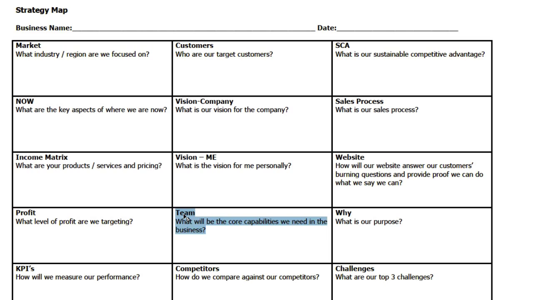achieve its goals. The question of competitors and how do we compare against our competitors is really a positioning question. So the things that you need to look at there are: how do we compare in the market? How are we perceived in the market? High, medium, low. How does our service compare in the market? How does our product compare in the market? How does our price compare in the market?